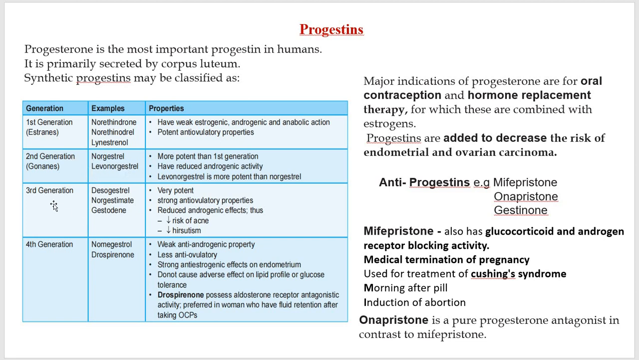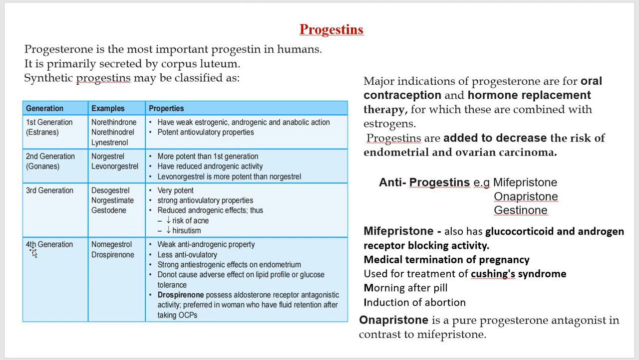Then the third generation: desogestrel, norgestimate, and gestodene. These are the three drugs which come in the third generation. They are very potent, with strong anti-ovulatory properties, and they reduce the androgenic effect, decreasing the risk of acne and hirsutism.